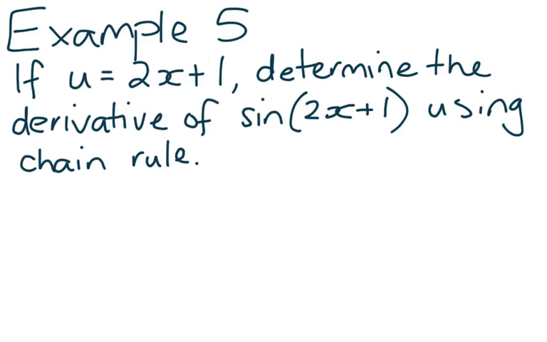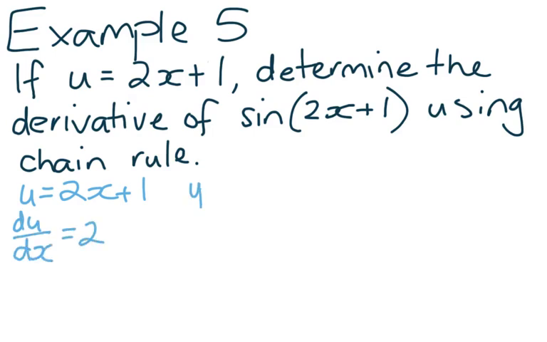So to start with, I generally write down our u function, which is 2x plus 1, and we do du by dx, which is 2. And then we've got y equals sine of u. And then we do dy by du, which gives us cos of u, because remember, the derivative of sine is cosine.